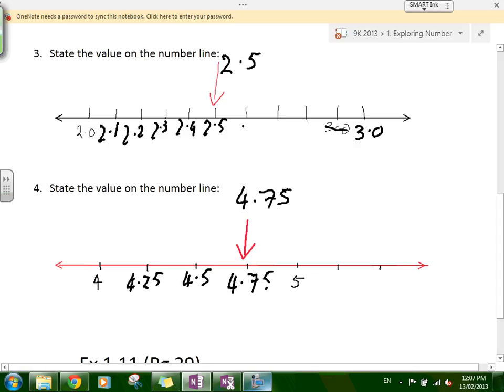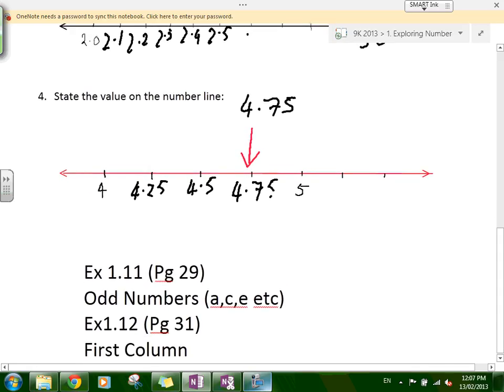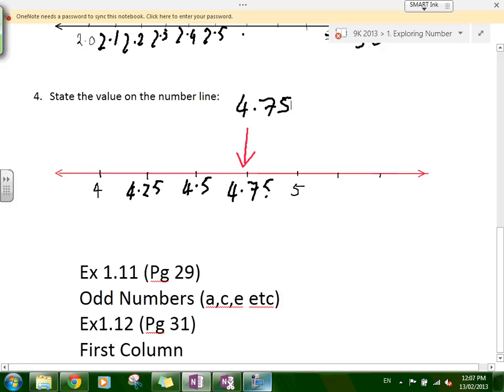Okay, so again, very straightforward. Nothing too strenuous. What I'd like you to do is exercise 1.11, odd numbers, just do A, C, E. There's not that many. And then exercise 1.12, the first column. Nice and simple. So I'd like you to work on that first for about 12 or 15 minutes, and then we're going to move on to the next one. Okay?